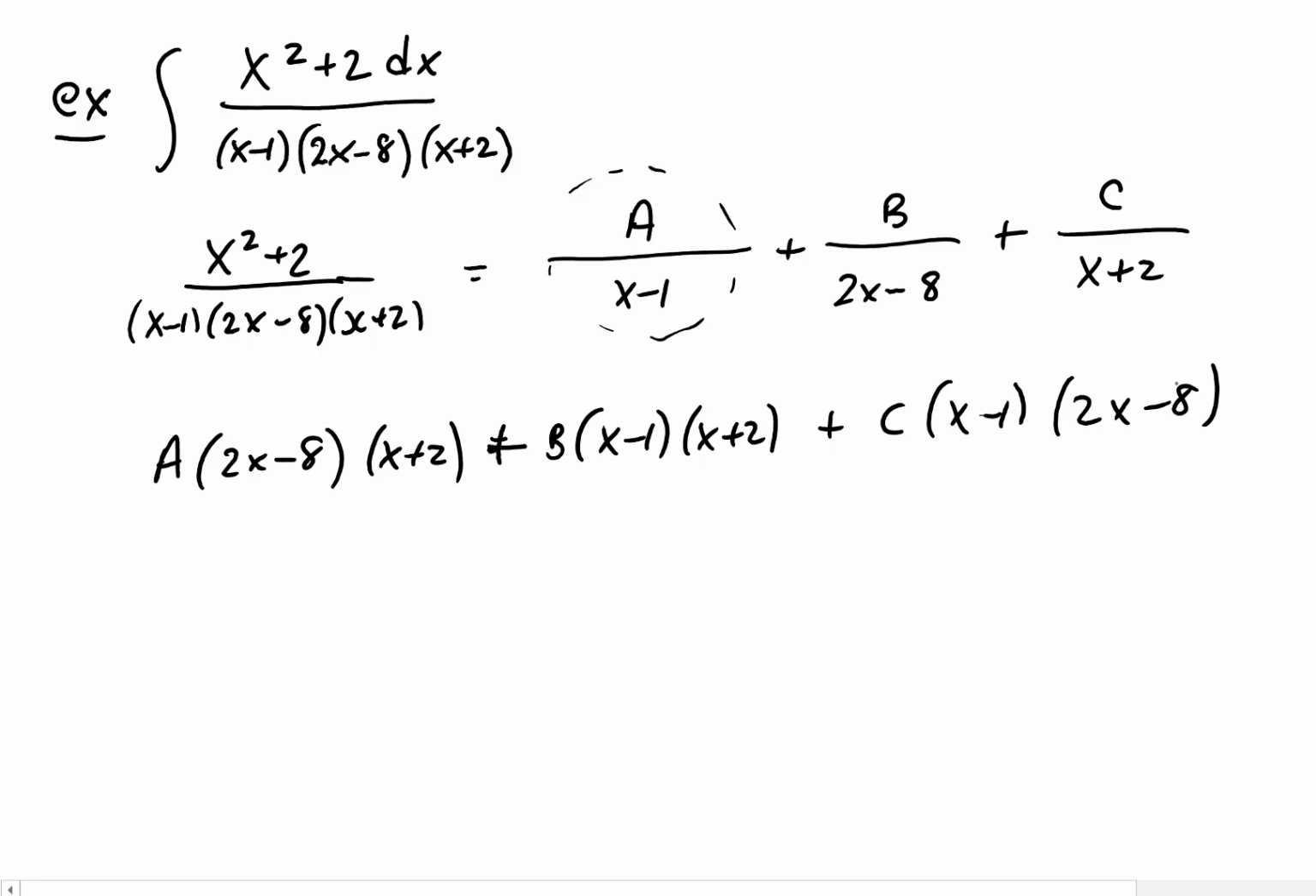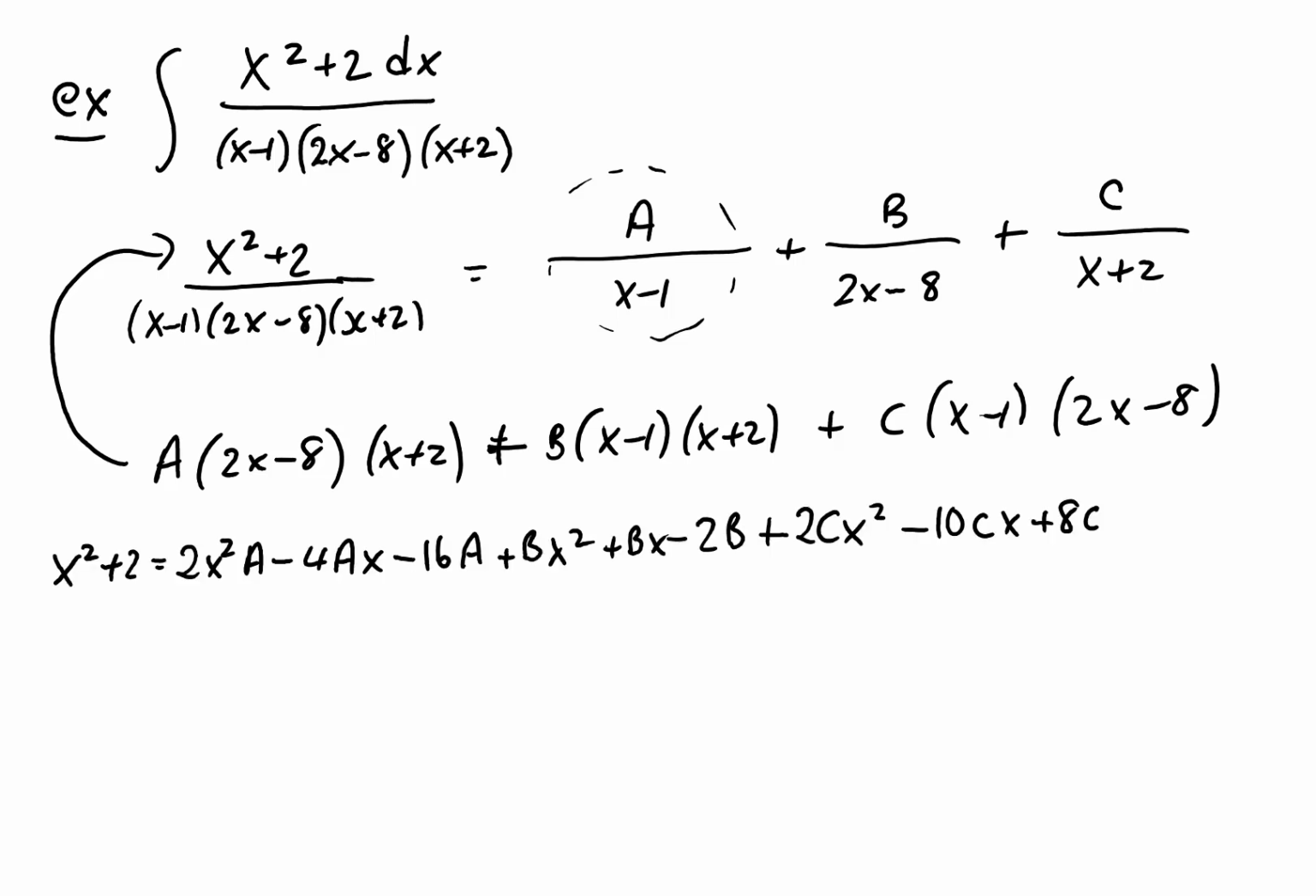And all of this together is going to be equivalent to our x squared plus 2. So we need to expand and simplify this and make it equivalent. So I will do that next. So here's the expansion, and now I want to collect the x squared terms so that I can compare them, and so I get 2a, so x squared has a 2a term plus a b term plus a 2c term.